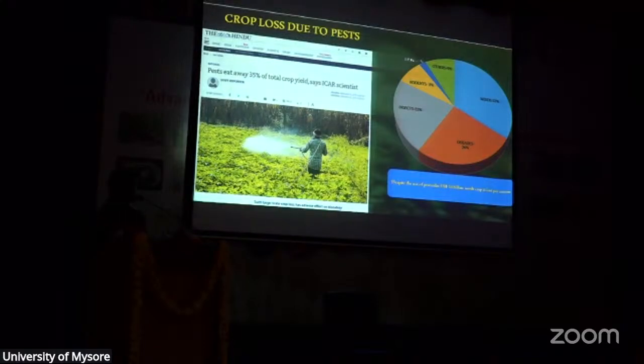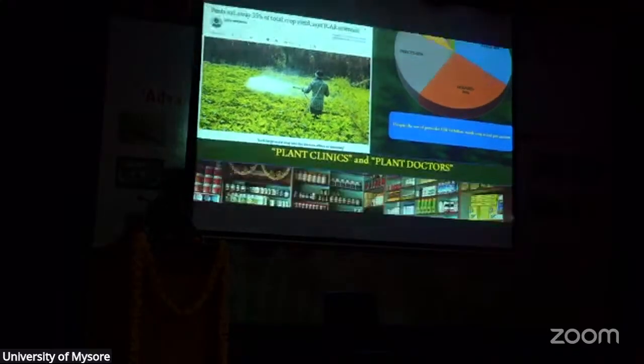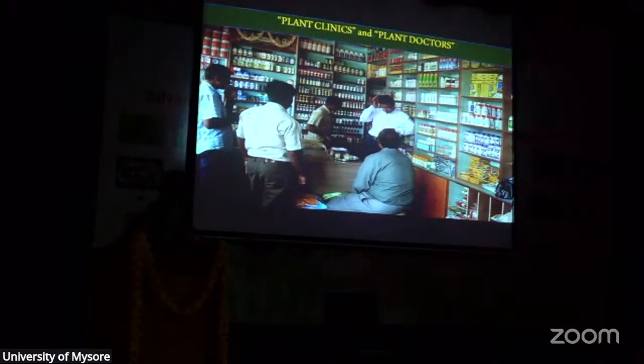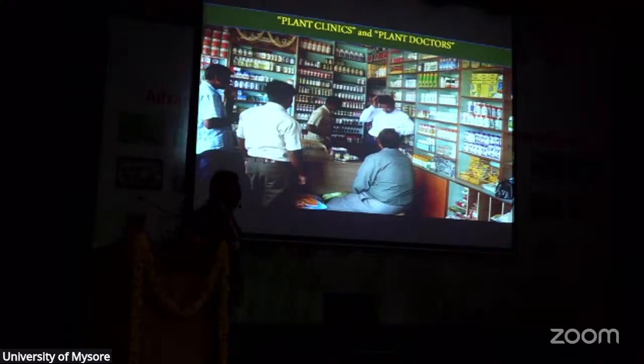So crop losses due to pests: more than 35% of our crops are being lost to pests and diseases. And who are our crop doctors to our farmers? There are actually no plant doctors available to them on a daily basis. So our seed, fertilizer, and pesticide dealers have become the doctors to them.